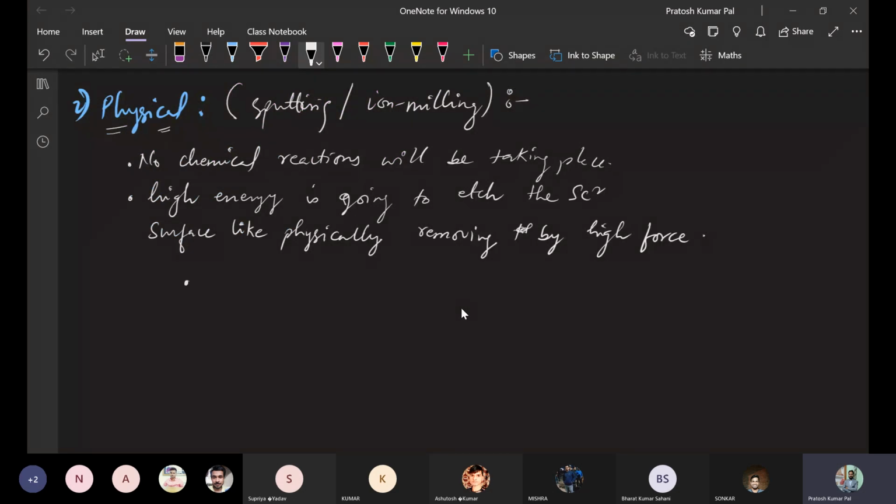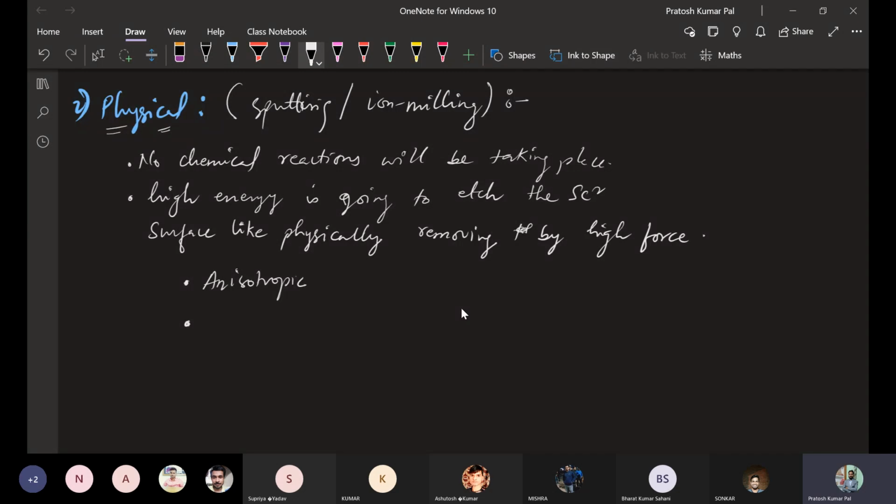So its property is like, because it is using very high force, the etching process will be anisotropic, because in what particular direction we will be applying the force, in that direction only the etching process will be taking place. So it will be anisotropic. That means it will be direction specific. It will not be uniform throughout the surface. It will be direction specific where we have applied the force.